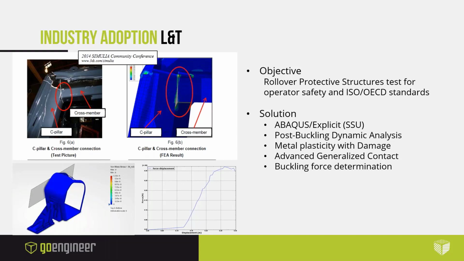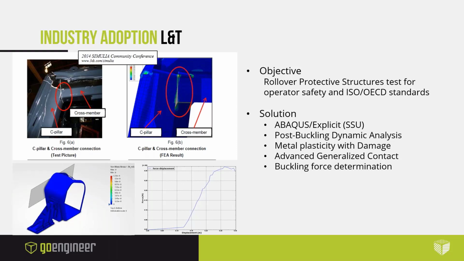LNT essentially uses the Abaqus technology to execute these rollover protective structures tests. The importance of these tests is they ensure operator safety, and they are also required to pass the ISO OECD standards. The biggest challenge behind executing these tests is that they're very complex. You're trying to simulate a post-buckling event. It involves damage, which involves material fracture and separation, and you really need a sophisticated analysis tool to incorporate all of these complexities and perform a structural analysis.